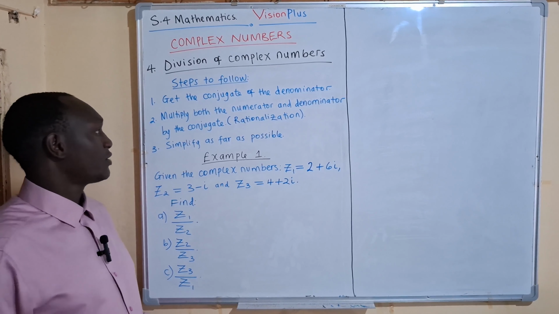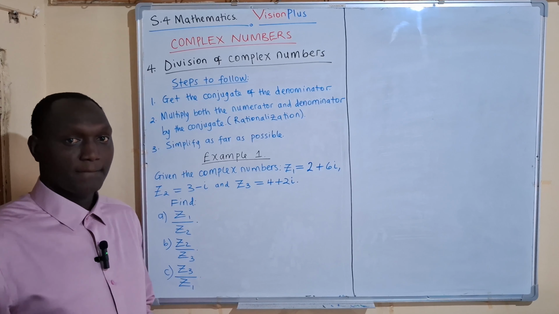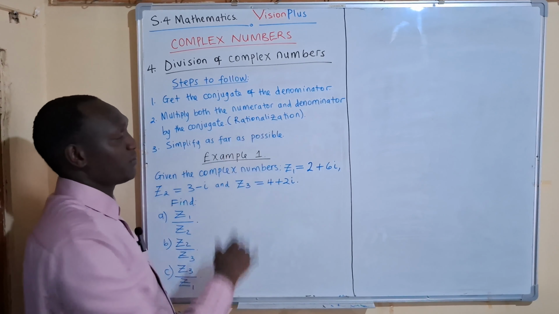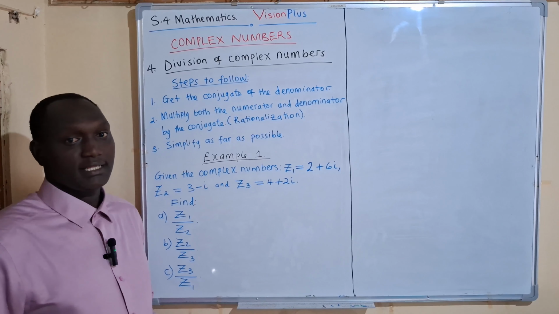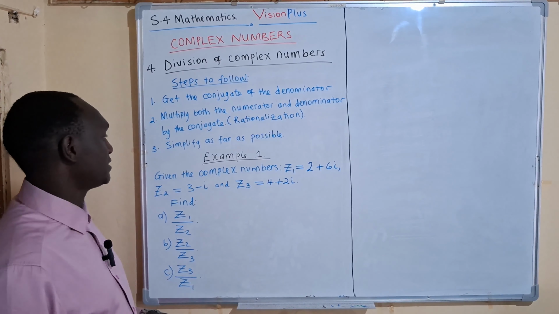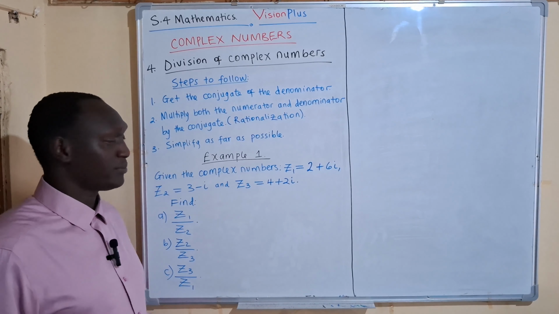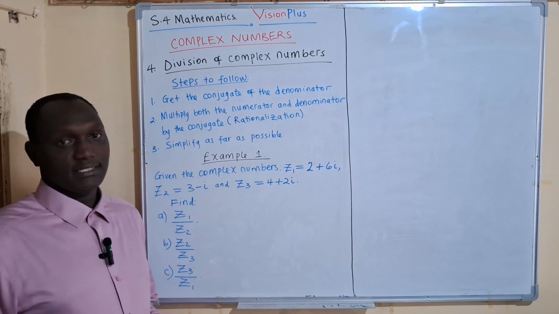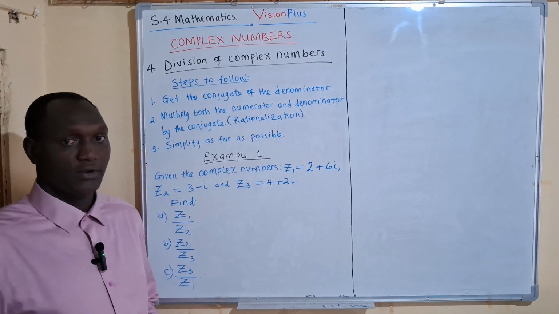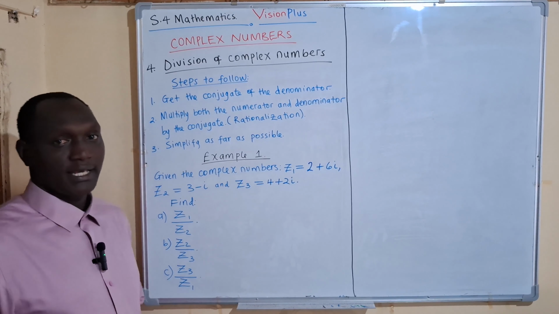So we are going to multiply both the numerator and the denominator by the conjugate of the denominator, and that term is called rationalizing the denominator, that is rationalization, as we shall see. Step 3 is simplify as far as possible. After getting the conjugate, after multiplying, please simplify. Those are the steps that we are going to follow. So without wasting time, let's see how we can solve example 1.